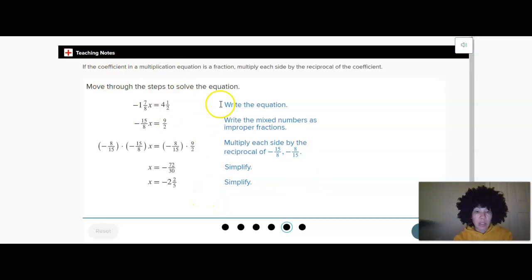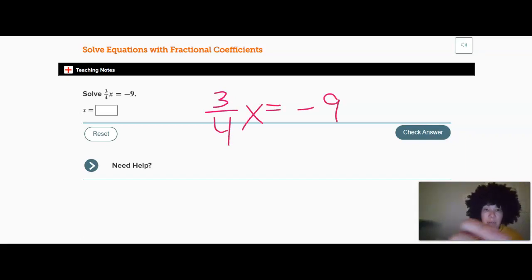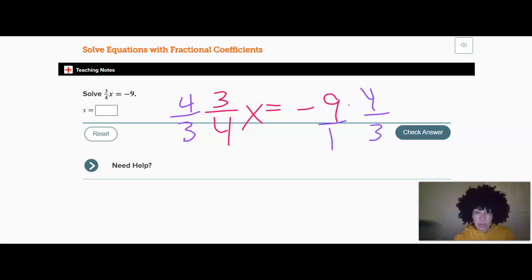So the way we solve equations with fractions like this is to multiply by the multiplicative inverse. So let's look at another example, and you guys can write this in the margins of page 283. If I want to solve 3/4 x equals negative 9, then I'm going to multiply both sides of this equation by 4/3, the multiplicative inverse of this number in front of x.